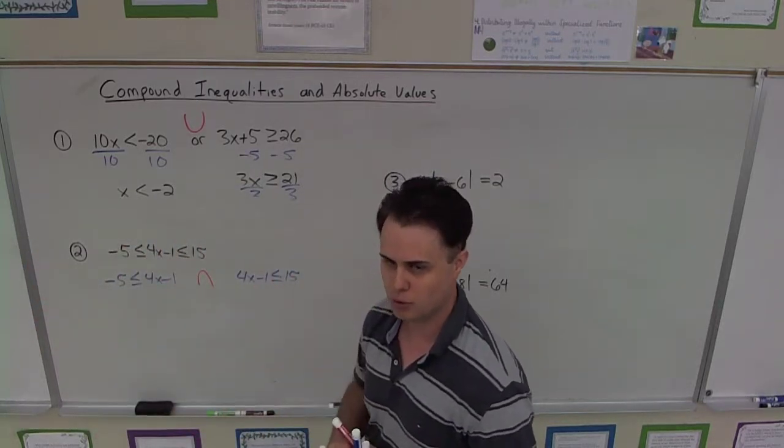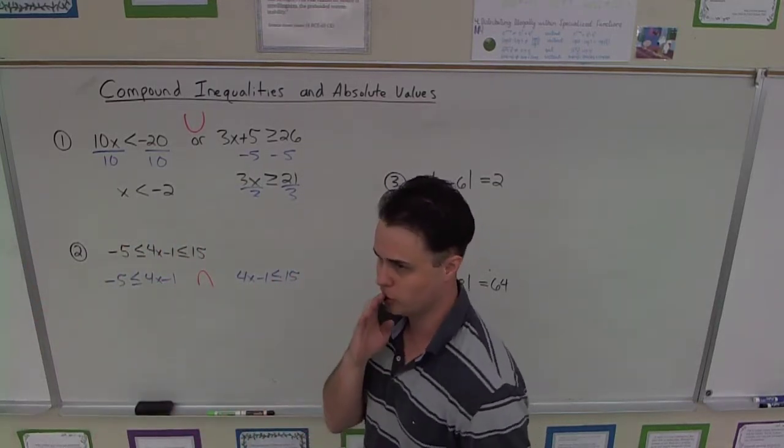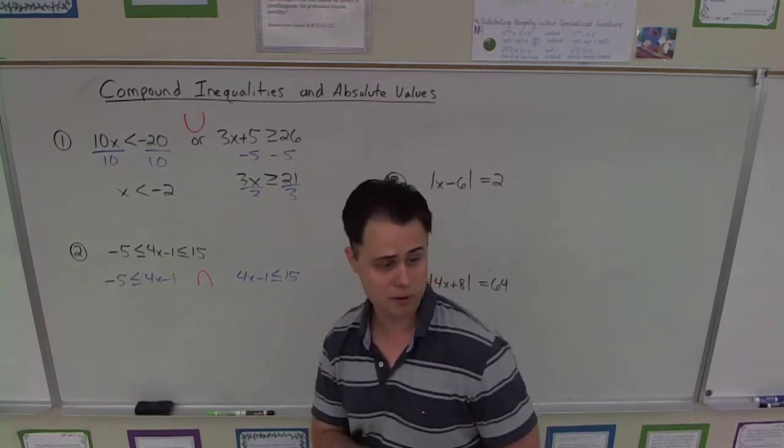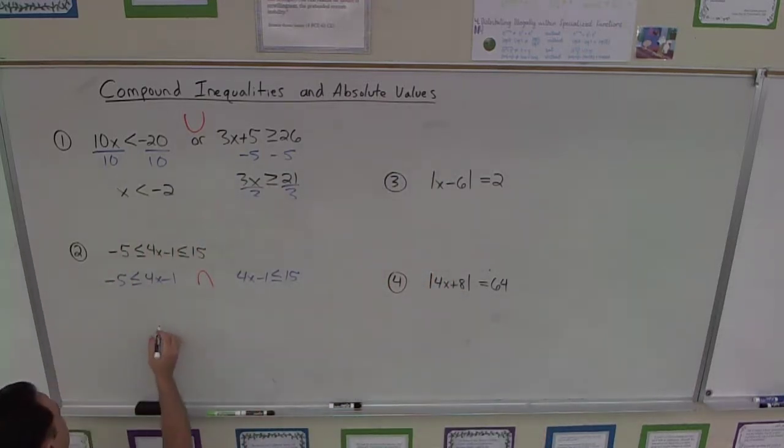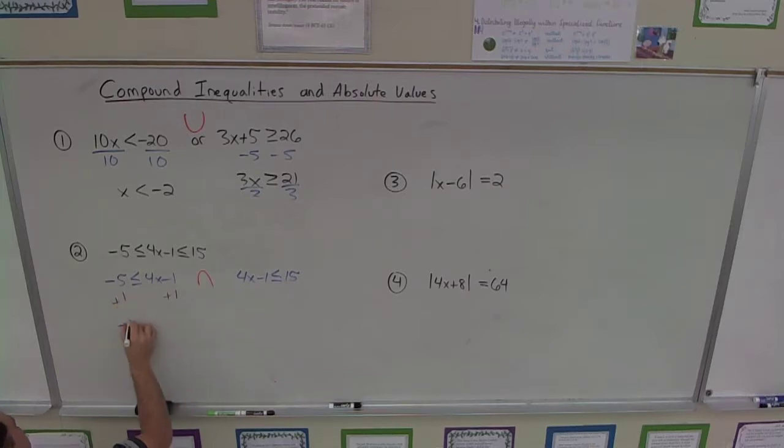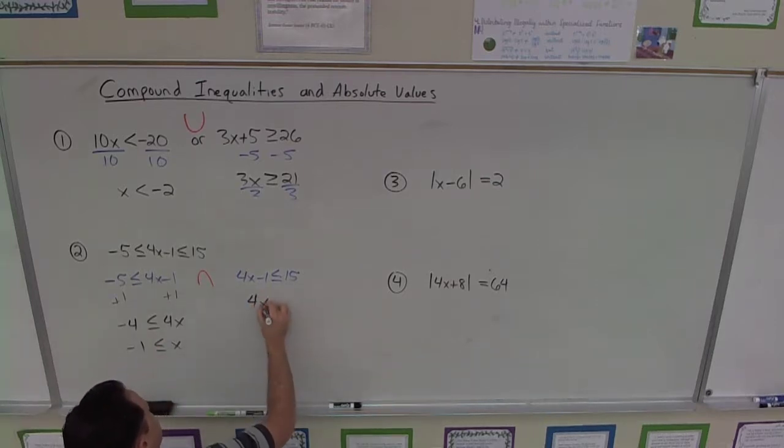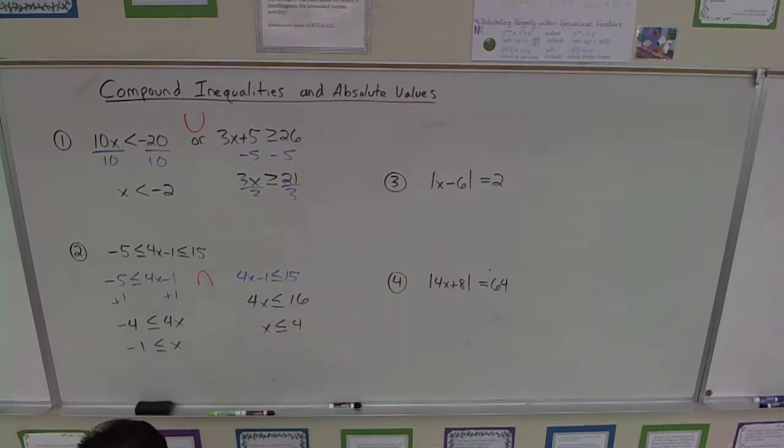Just solve them both separately. You guys can follow along or work on your own. I think it'd be good to pause this and do them yourself. I'm going to keep going today. So 1 plus 1 plus 1, -4 is less than 4x. That says x is greater than -1, right? Plus 1, 16, divide by 4, you get 4. Bam! We can graph both of those.